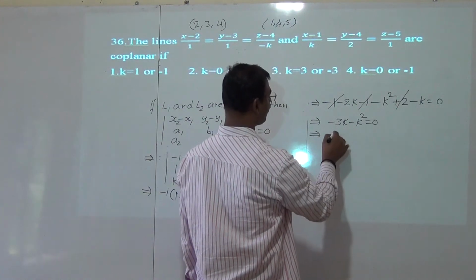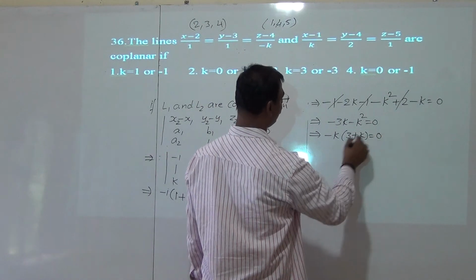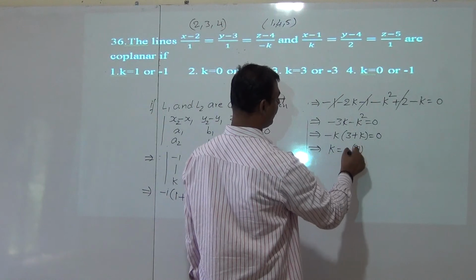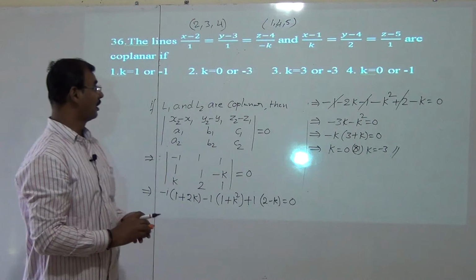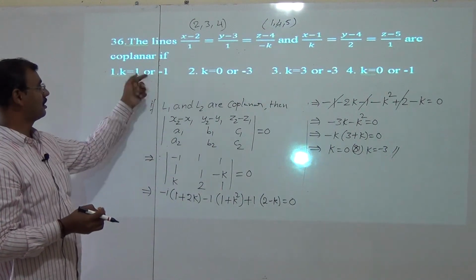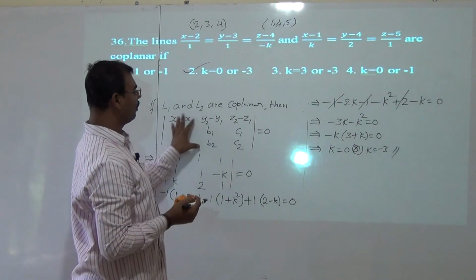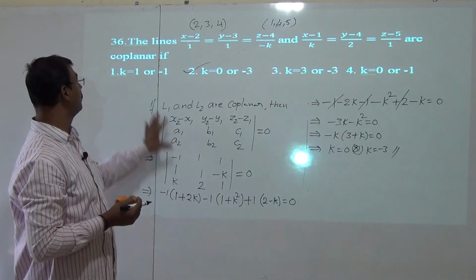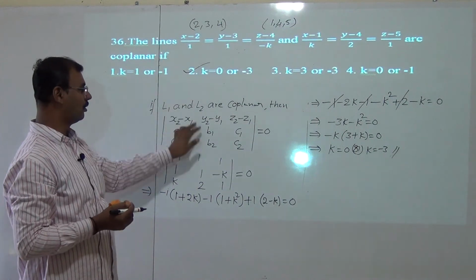Taking minus k common, (3 plus k) is equal to 0. So k values are k is equal to 0 or k is equal to minus 3. This is the answer. Either k equal to 0 or minus 3. Check your options. This is not correct. So only the second option is the right answer. So the coplanar condition is very important. For the theorem also important. So remember, when intersecting or coplanar lines are given, we have to use this condition.